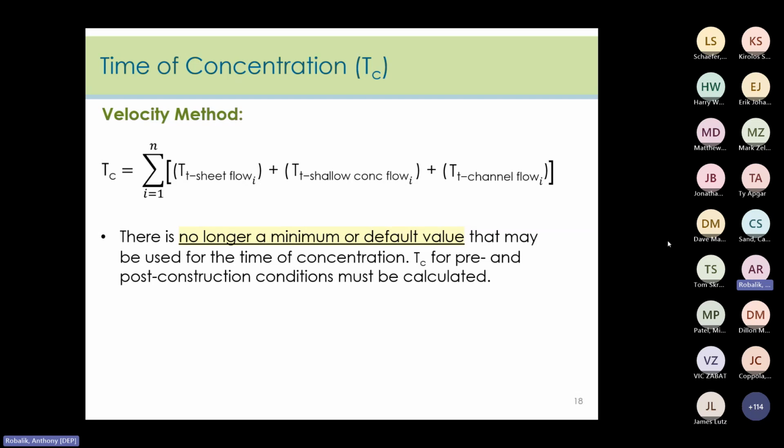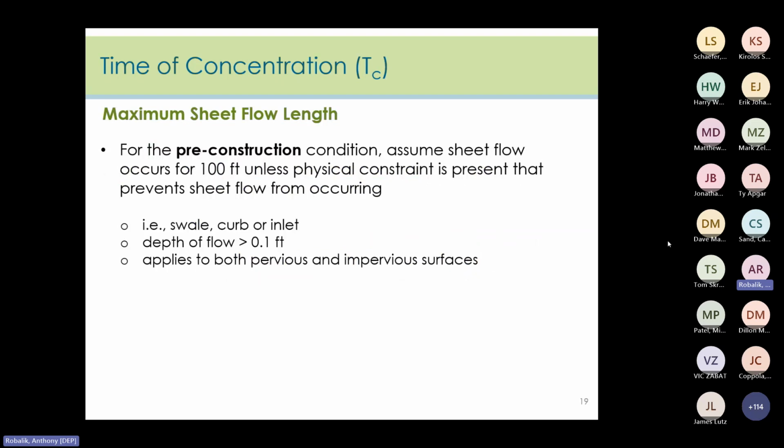Just a note, going forward, the assumed minimum value of 6 minutes, which was previously published in Chapter 5, must now be replaced by a correct calculation. So therefore, it's important to check the reported values in your reviews. If the T sub C is calculated incorrectly, it could potentially impact the neighboring land, the infrastructure, or even a local waterway.